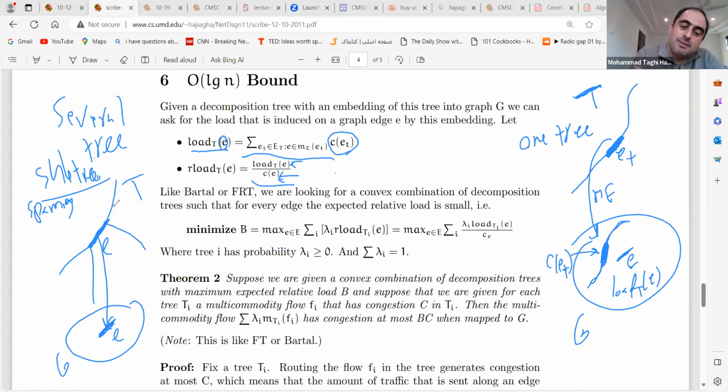So in this case, when we have just one tree, the load would be just, here was the C of E, the capacity of this edge on the tree, that would be the same. So the load here would be essentially just C of E in the tree.